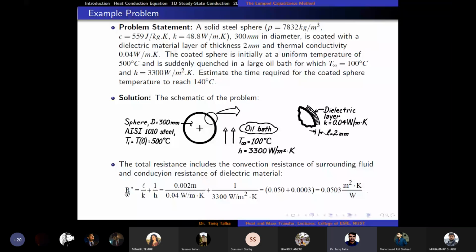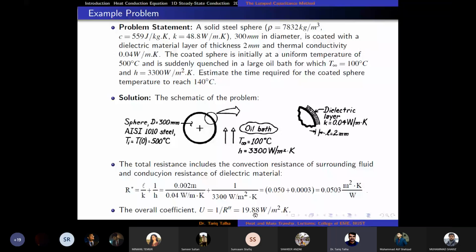So from here we can calculate our resistance flux, which is 0.0503, and then if we want to calculate U is equal to 1 upon R flux, that is R into area basically. If we calculate that value, this is 19.88.